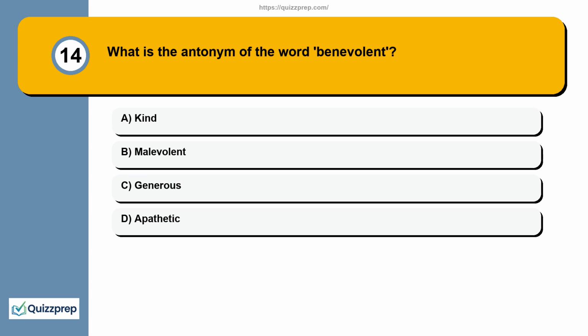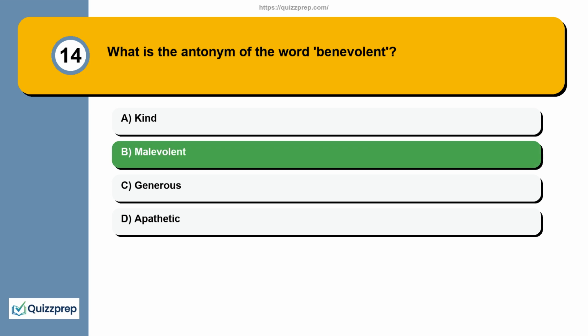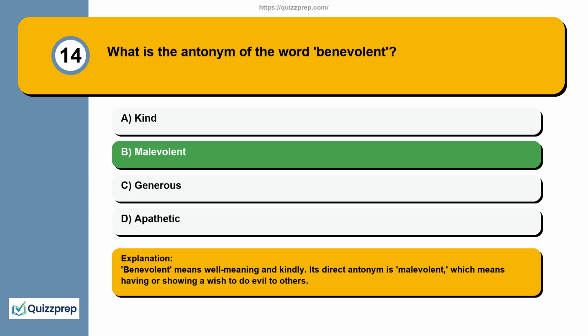Question 14. What is the antonym of the word benevolent? Here are your options. Option A, kind. Option B, malevolent. Option C, generous. Option D, apathetic. The correct answer is option B, malevolent. Explanation. Benevolent means well-meaning and kindly. Its direct antonym is malevolent, which means having or showing a wish to do evil to others.